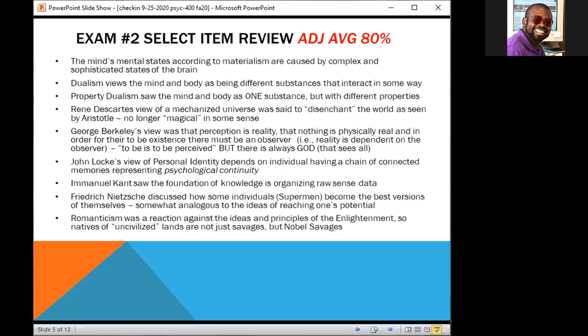Remember, romanticism was a reaction to the ideas and principles of the Enlightenment, and so they would view natives totally differently. If you lived during the Enlightenment period, and you went to some uncivilized, quote, uncivilized land, and you met the natives there, you would probably refer to them as savages, because they're not civilized like you are. But during the Romanticism period, that was not the case, because now people of native lands are seen as more connected to nature and more valuable in some sense. And so now they're not savages, but they are noble savages, so to speak.